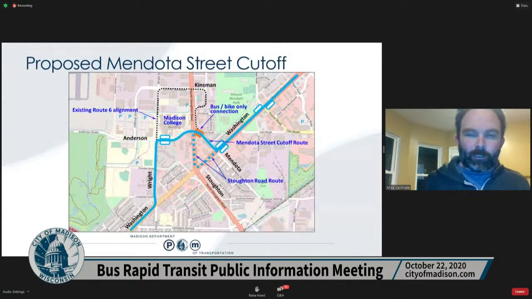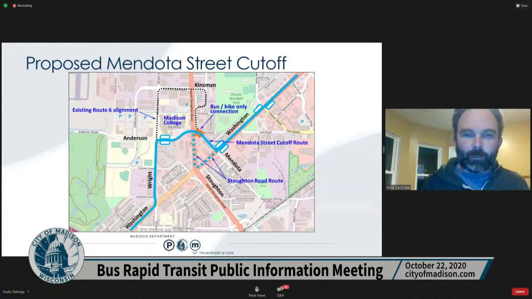Okay, moving to the east side of town. This is a project that we've been calling the Mendota Street Cutoff. As we come up East Washington Avenue in the area of Madison College, in the area of Stoughton Road, we come up East Washington, we turn left on Wright Street, we serve stations at Madison College on Anderson Street, and then we need to get back to East Washington Avenue. The only way we could do that today would be to use Stoughton Road.